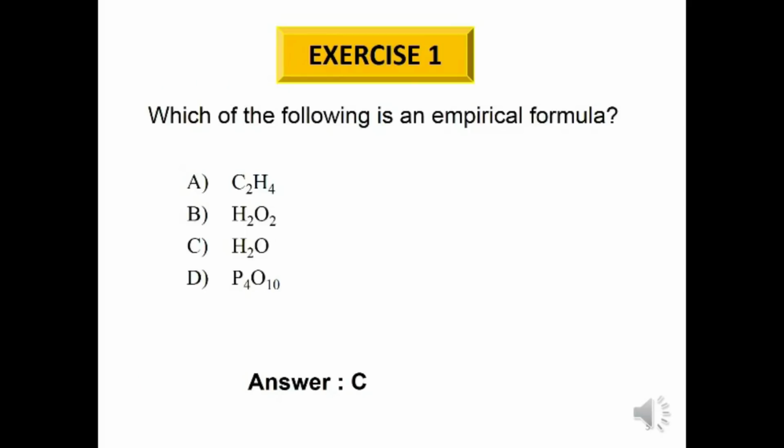Okay, this is an exercise. Which one is the empirical formula? Okay, so to determine which one is the empirical formula, you can look at the simplest ratio. Which one is the simplest ratio? Okay, for example, C2H4. C2H4 is not the simplest ratio because the simplest ratio for C2H4 becomes CH2. So this one is not an empirical formula. This is a molecular formula.